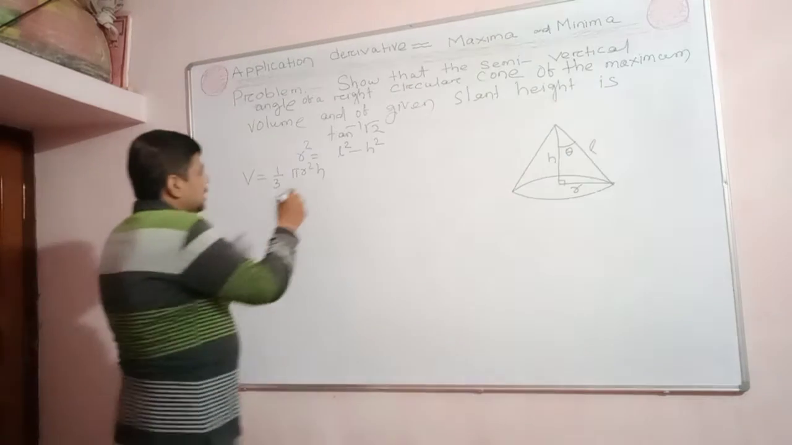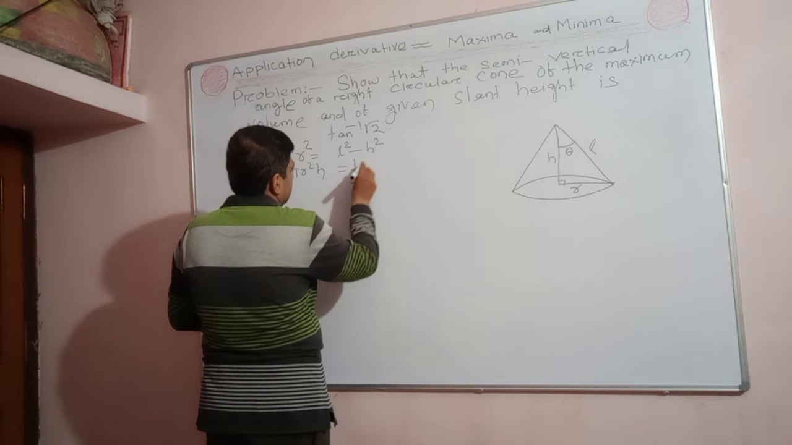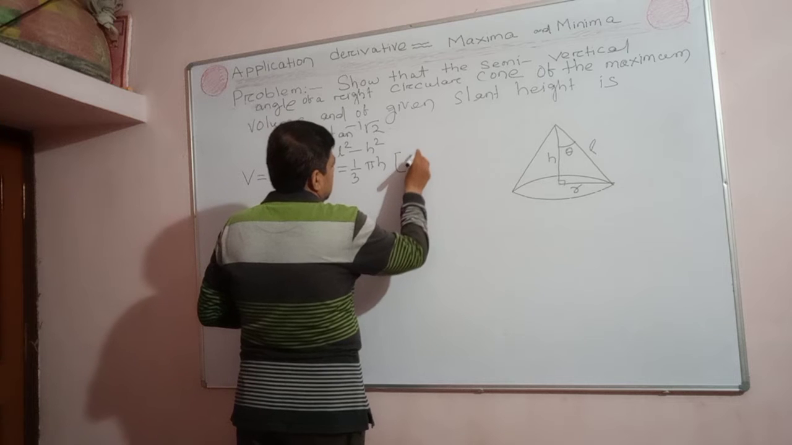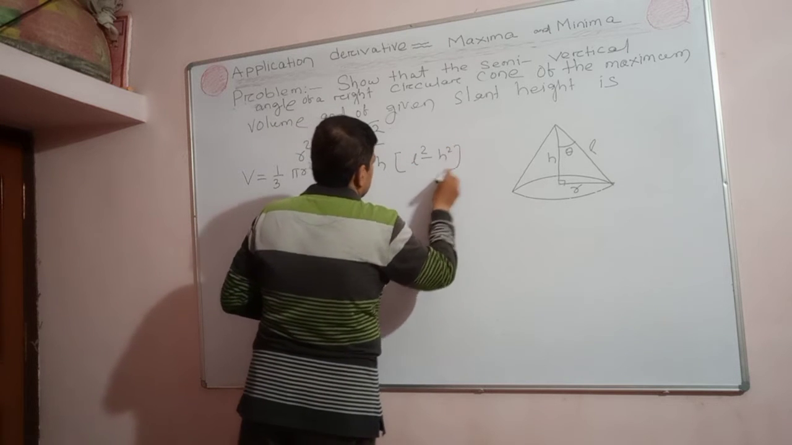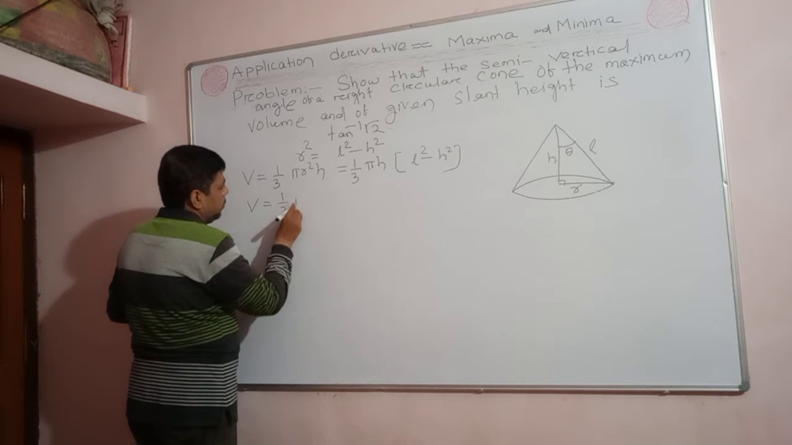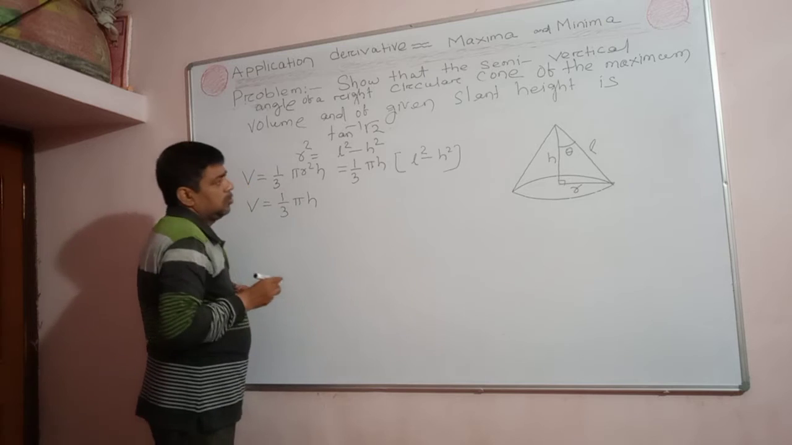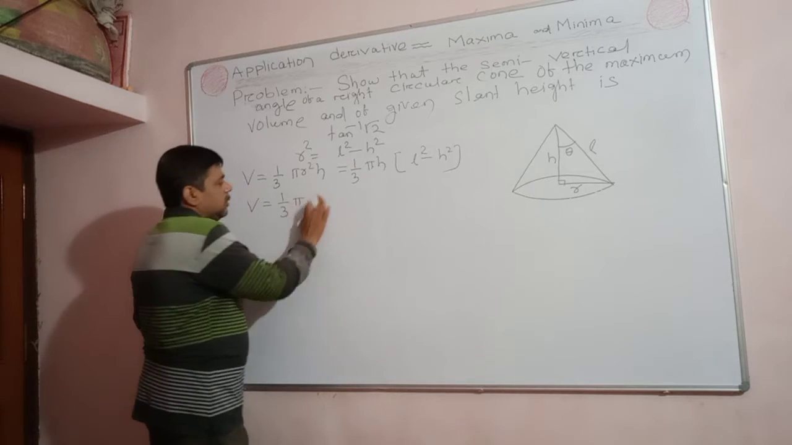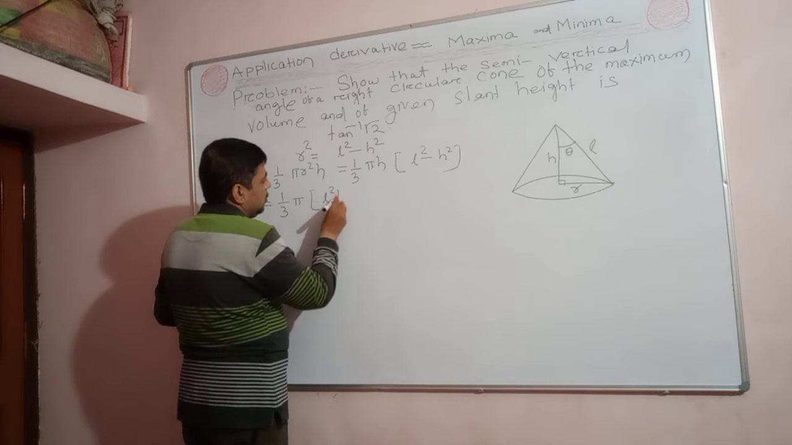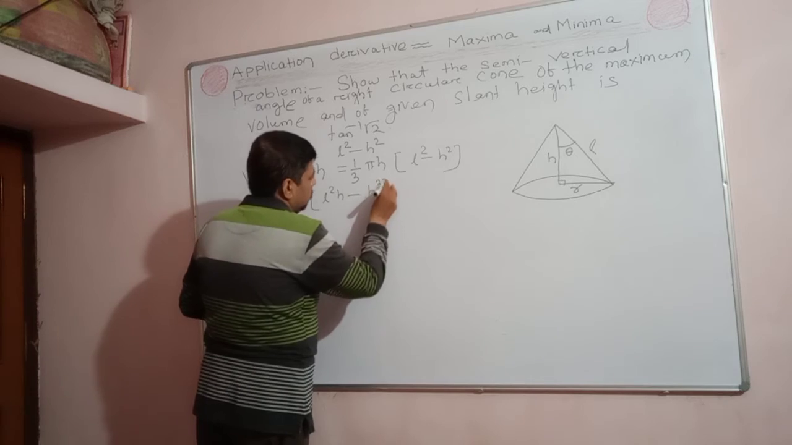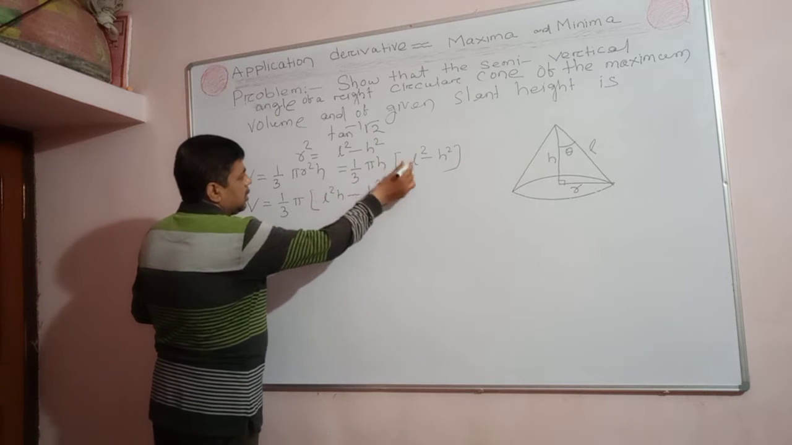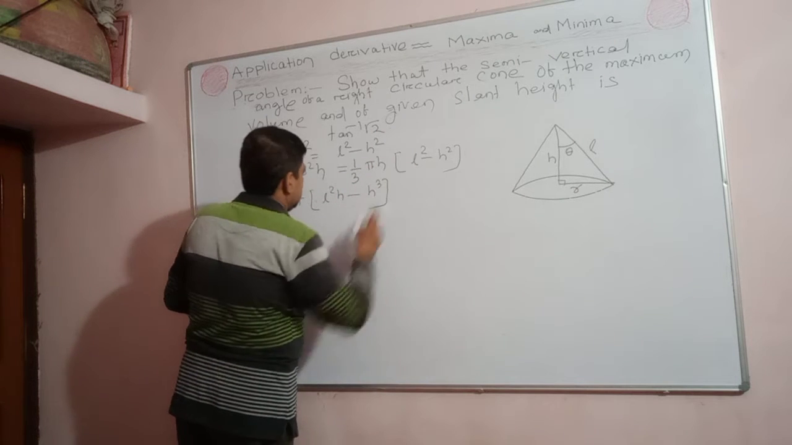That's equal to 1 by 3 pi H, and now the value of R square is equal to L square minus H square. So volume is equal to 1 upon 3 pi H, multiply H here, whole into L square minus H square, which gives 1 upon 3 pi whole into L square H minus H cube. Is it clear? So volume of the cone is equal to L square H minus H into H square, H cube.